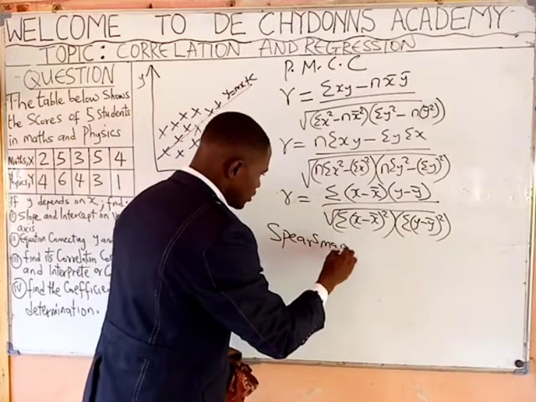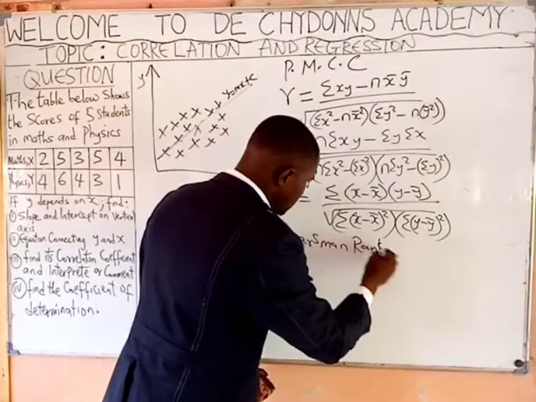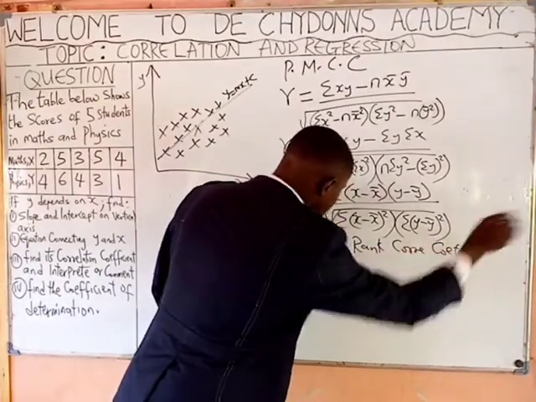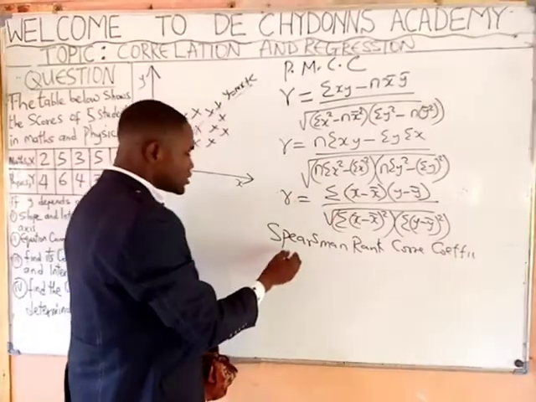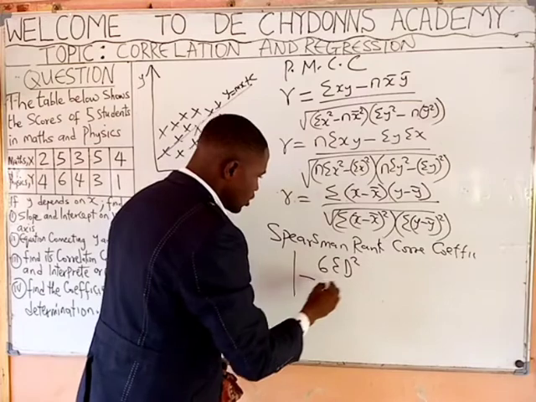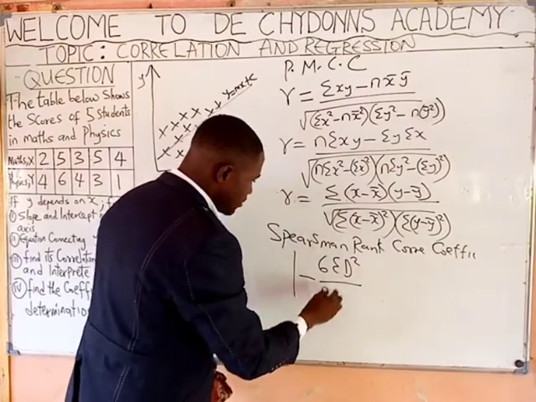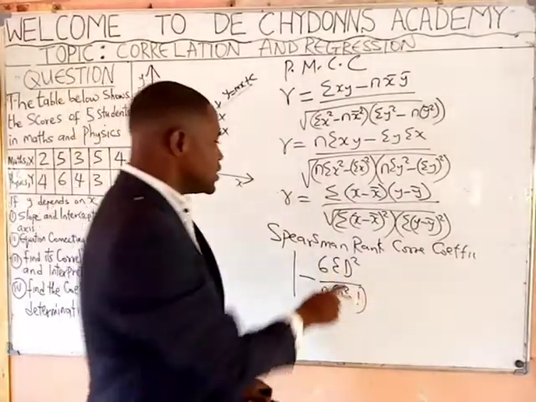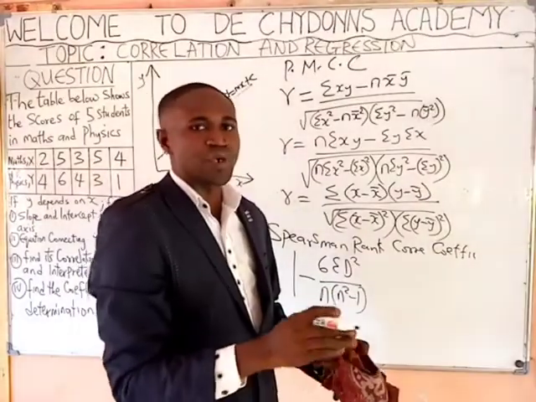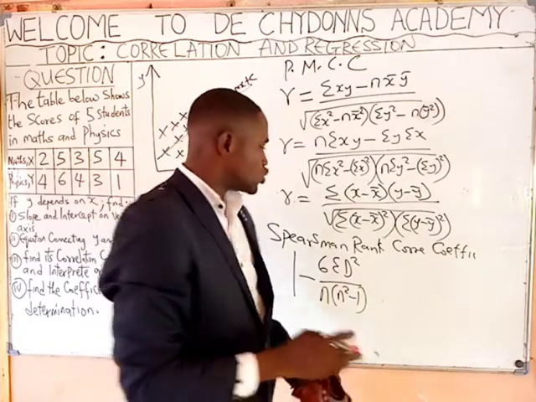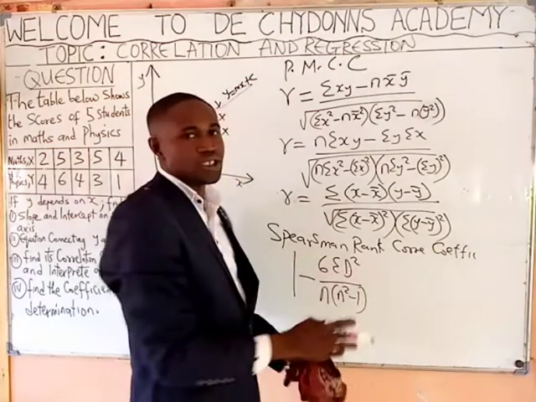Spearman rank correlation coefficient. It has a formula, and the formula is r equals 1 minus 6 summation of d squared all over n bracket n squared minus 1, where d is the difference between the rank of the x and the y. So when you get it, you call it d and square it.